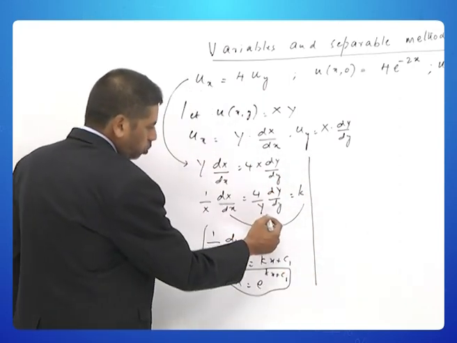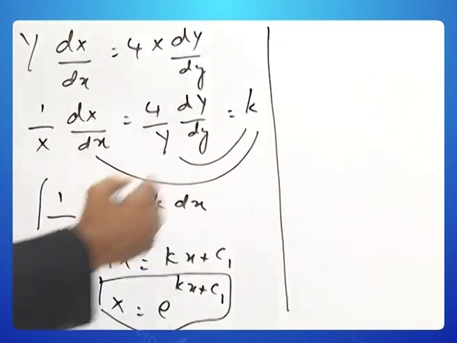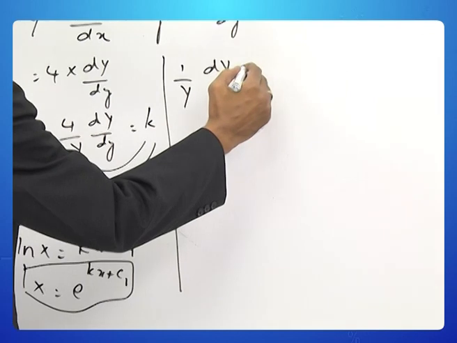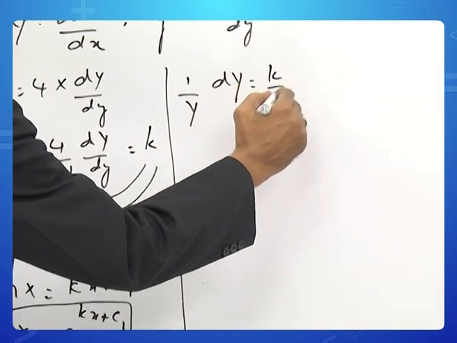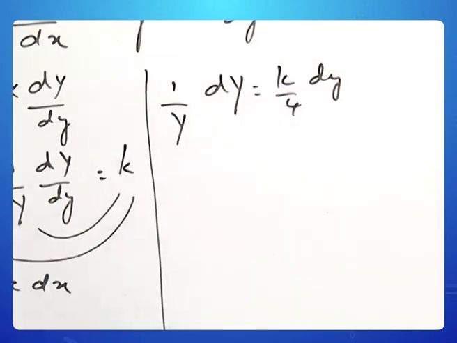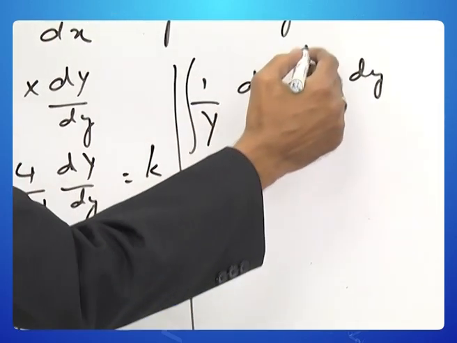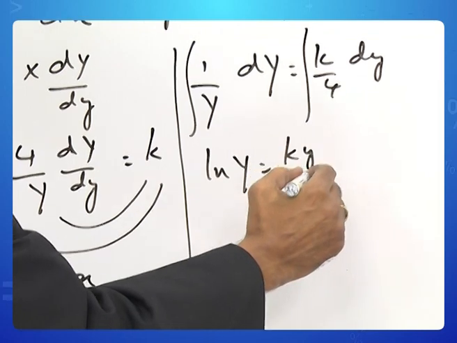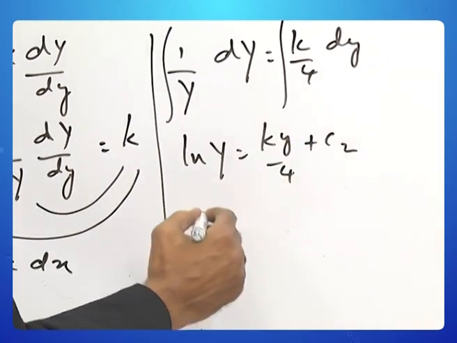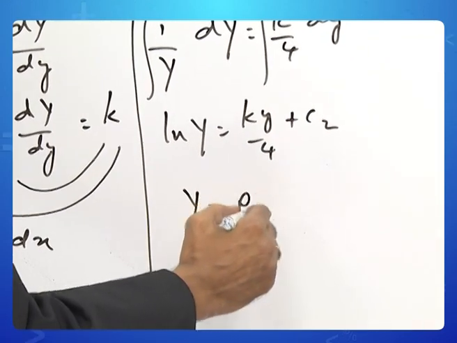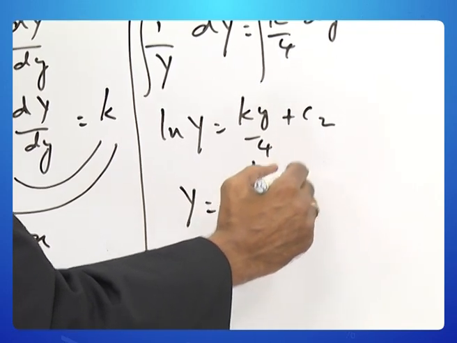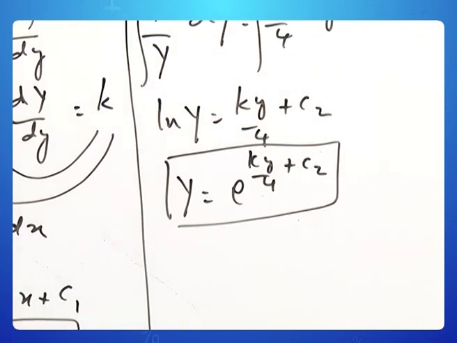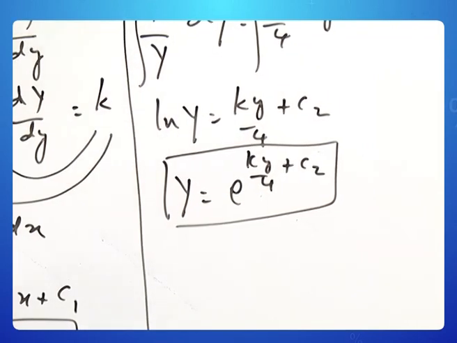We will now take this group and find out capital Y. 1 by capital Y dY is equal to k by 4 dy. If you now integrate this, log Y is equal to ky by 4 plus c2. So capital Y is equal to e power ky by 4 plus c2. So the capital Y in the assumed solution is available.